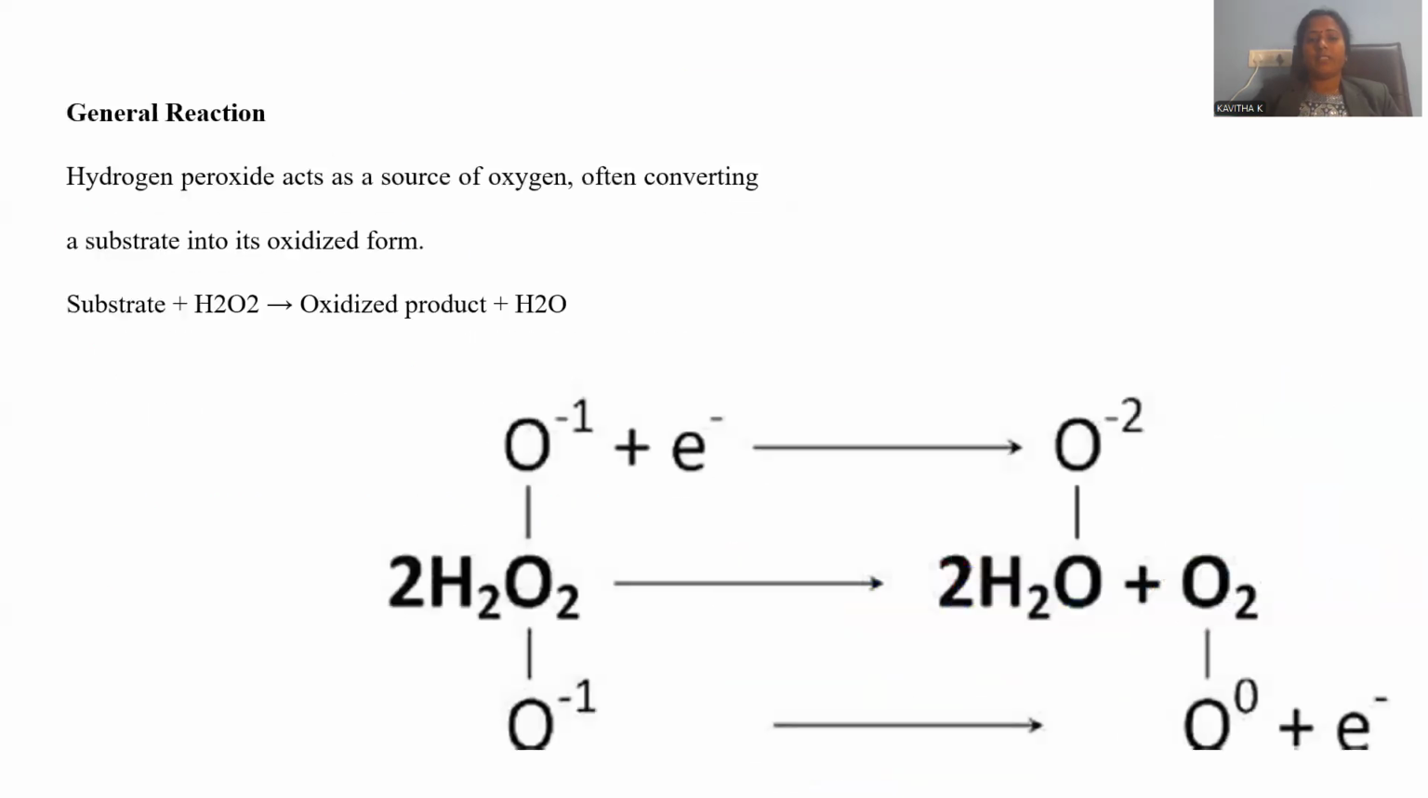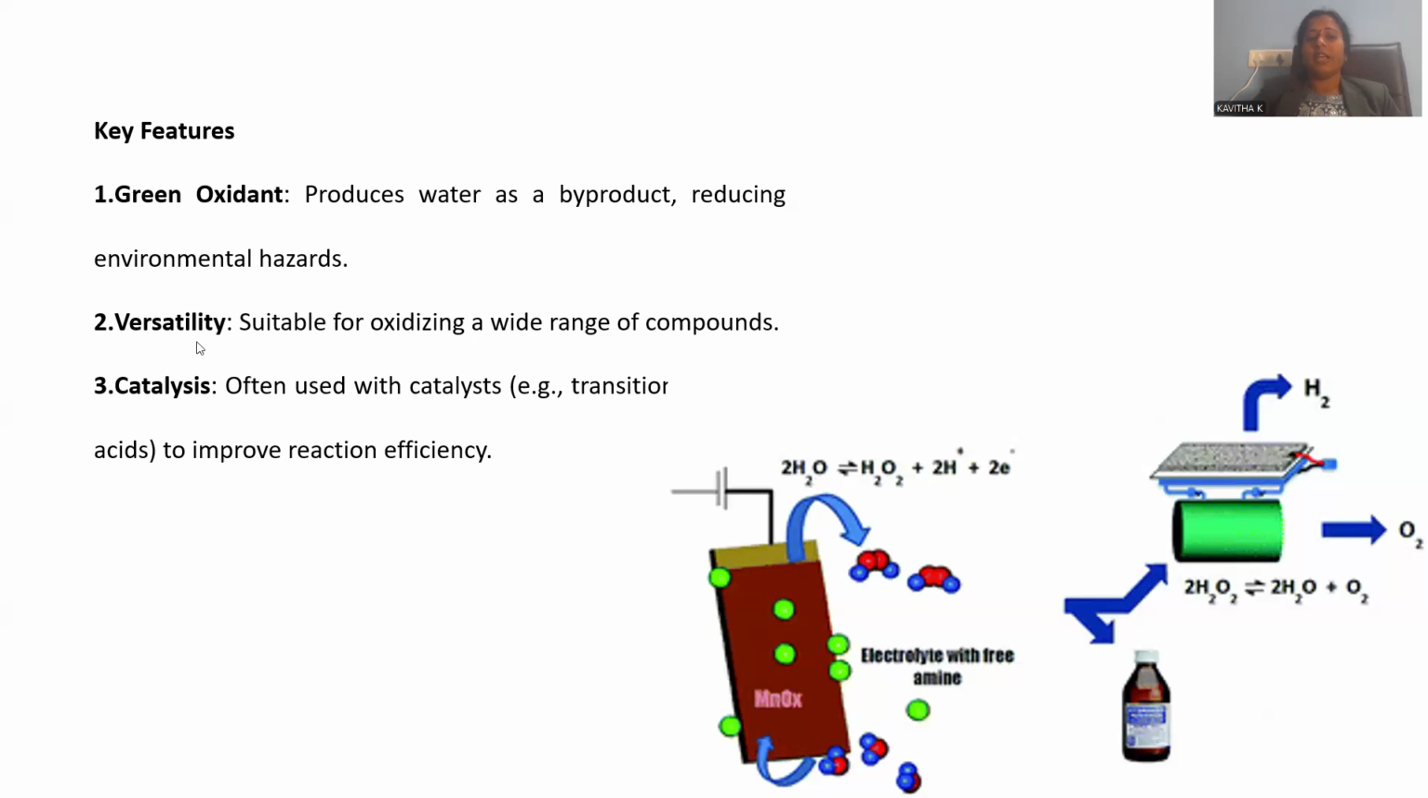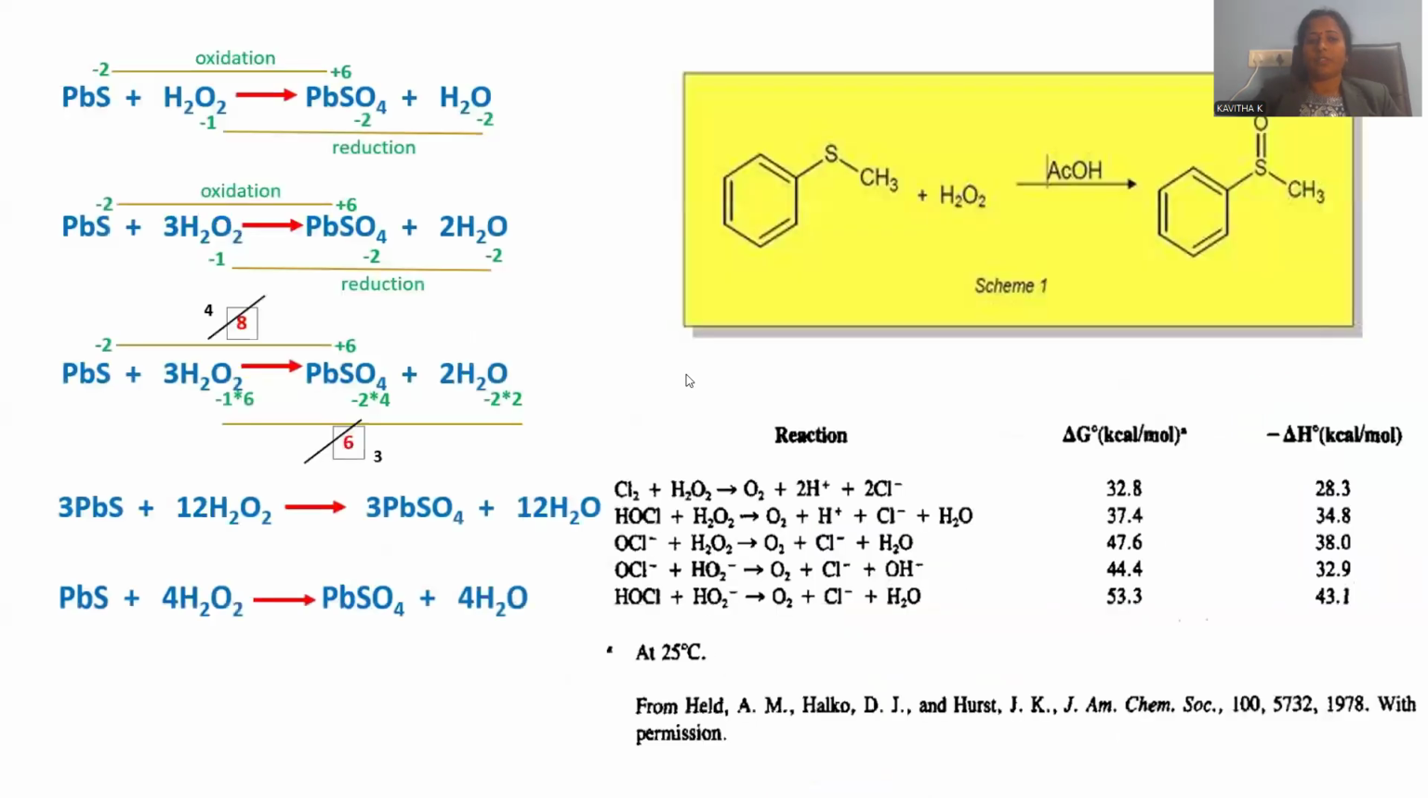Now we will see versatility. Here is the term we mentioned called versatility. In order to define this versatility, the wide range of reactions for hydrogen peroxide, we will go for examples of hydrogen peroxide acting like an oxidizing agent. Let me show lead sulfide.